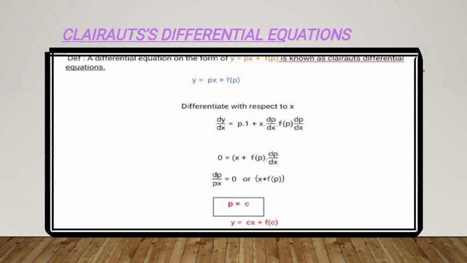See here once again, the process is very simple. We have to differentiate the given equation with respect to x, and then substitute dy by dx equal to p. When we substitute dy by dx equal to p, we get the value of p as c, and c is a constant. Then put the value of c in the given equation, and that will be the solution of Clairaut's equation.